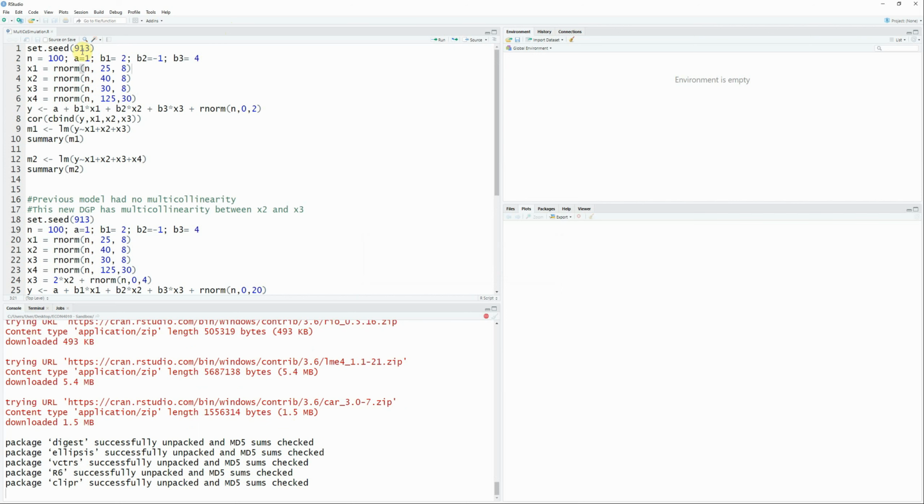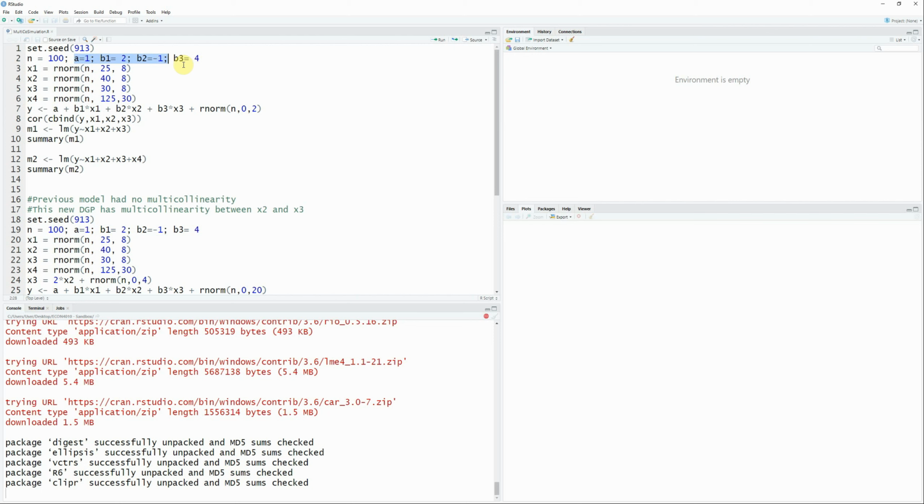So what we want to do in this simulation, in the first step, is create 4 vectors, x1, x2, x3, and x4. They're just normal variables with different means and sometimes different standard deviations too. Here we have the number of observations, 100, and we also have these parameters A, B1, B2, and B3.